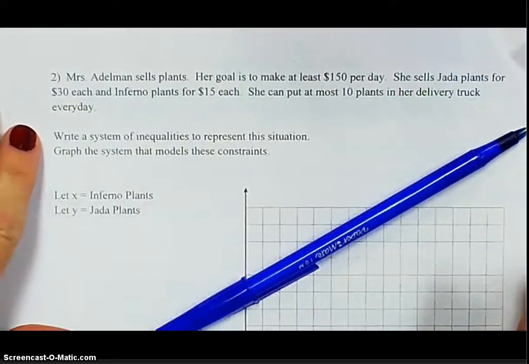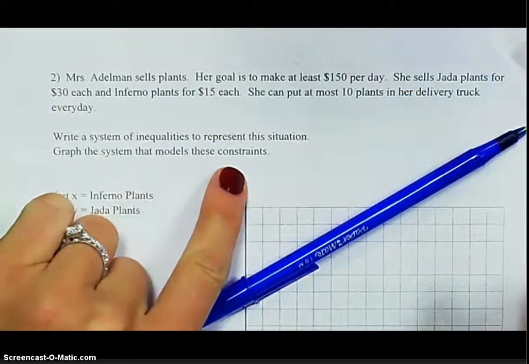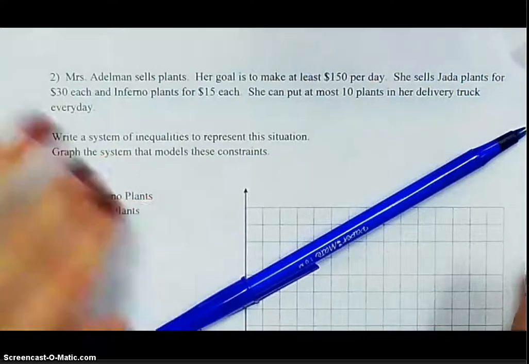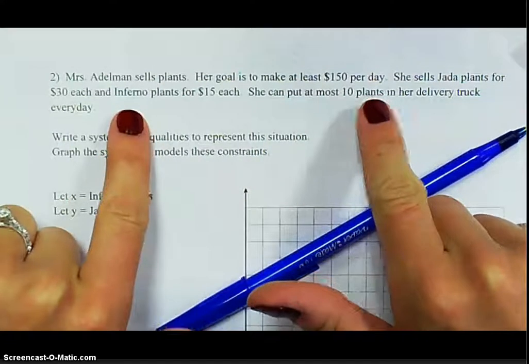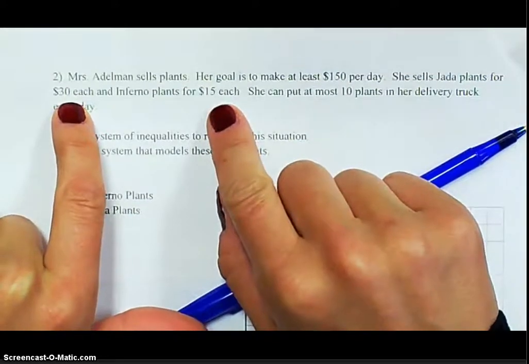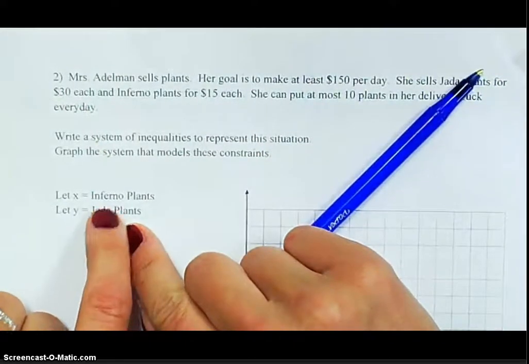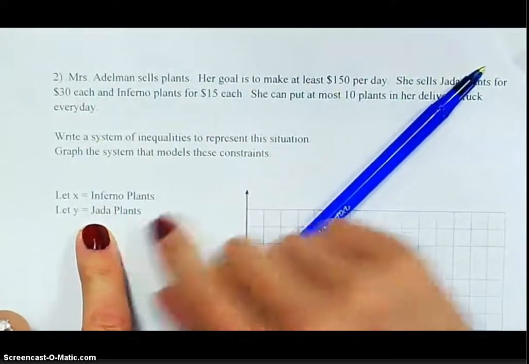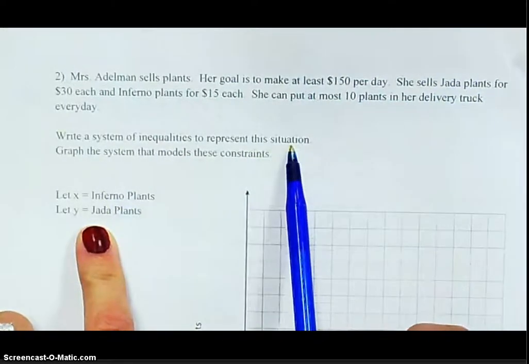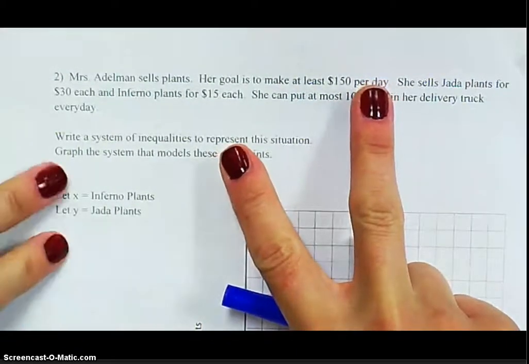Write a system of inequalities to represent this situation and then graph the system that models these constraints. While reading this, we see we have two different things going on. We have two different types of plants, and since they cost different amounts of money, we need to set them up as different variables. This question already tells us that we're going to let x equal Inferno plants and y equal Jada plants. So we're going to write a system of inequalities to represent this situation, which means we need two inequalities because there are two variables.